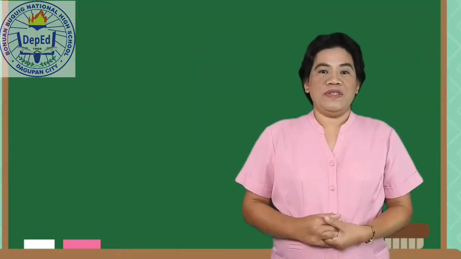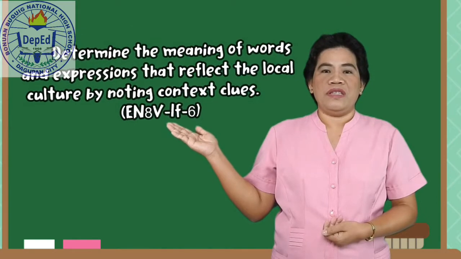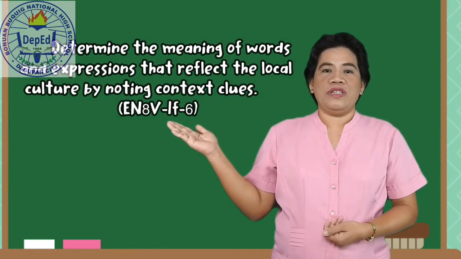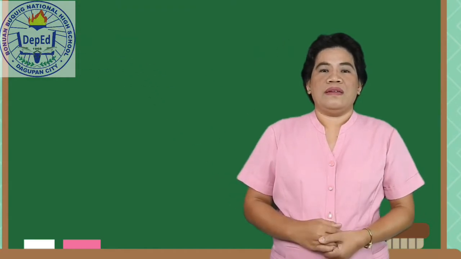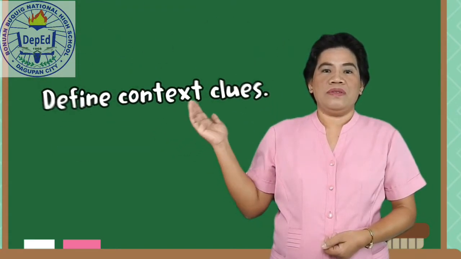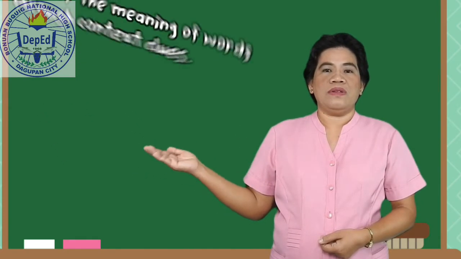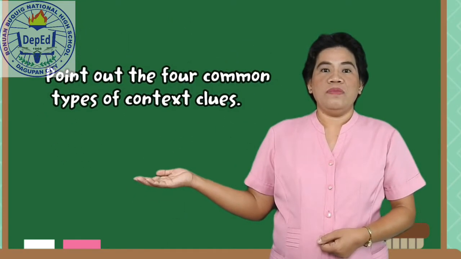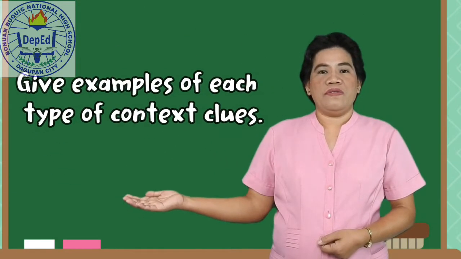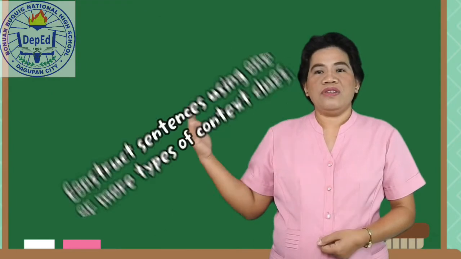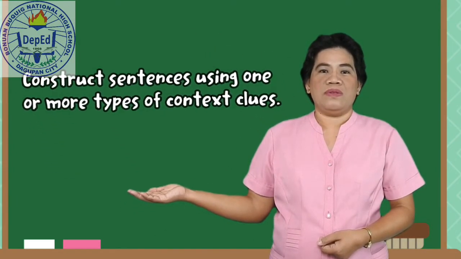Here are the objectives today. Determine the meaning of words and expressions that reflect the local culture by noting context clues. Define context clues. Identify the meaning of words through context clues. Point out the 4 common types of context clues. Give examples of each type of context clues. And construct sentences using one or more types of context clues.